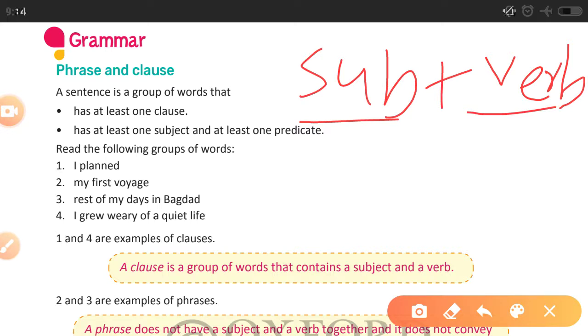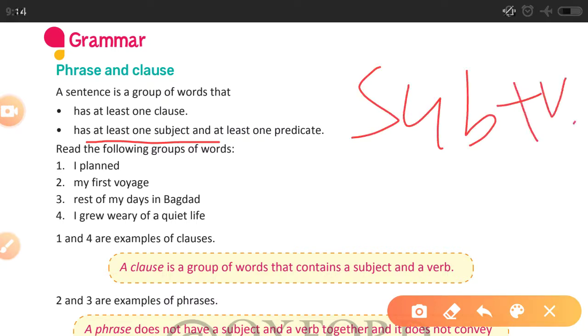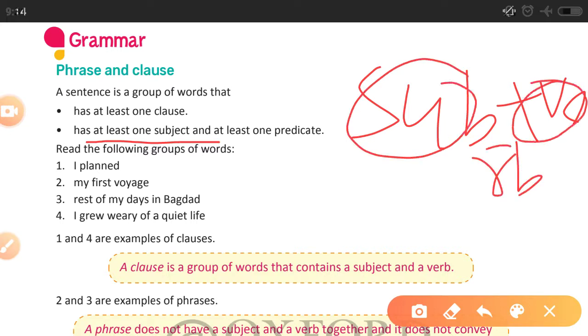Another thing related to sentences: a sentence has at least one subject and at least one predicate. This is one and the same thing. Subject plus verb. Now what is predicate? A predicate contains verb, object and other parts of speech. Clear? So first of all we need to understand about a sentence. A sentence contains a subject and predicate.